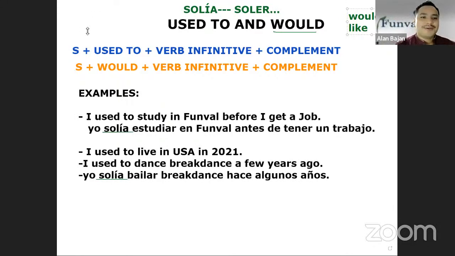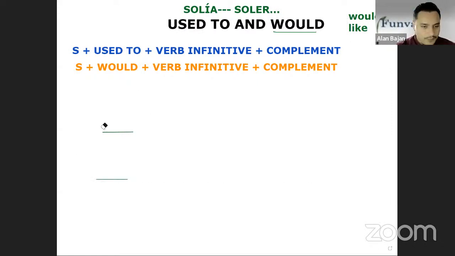Awesome. So let's continue. A structure for used to: subject, plus used to, plus infinitive, plus complement. And the same for would. Subject plus would plus infinitive plus complement. Okay? Let's create more examples. Examples.